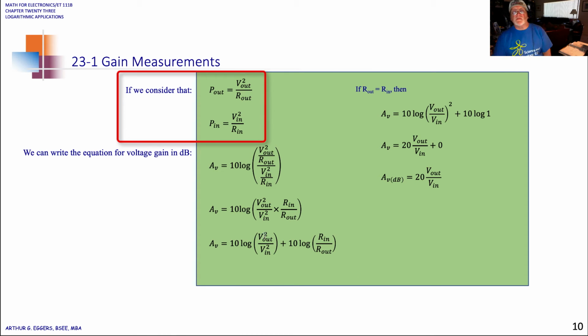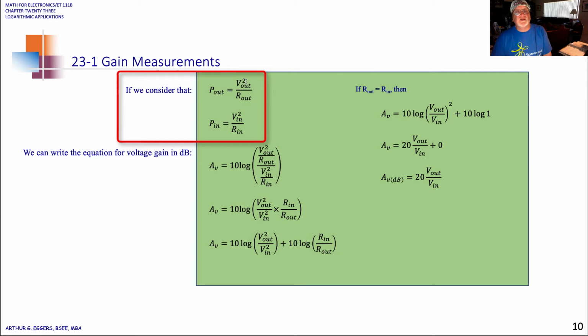So we can do some manipulations. What if we're not given power, or we're not interested in the power, but what we're really interested in is the voltage relationships? Well, we can go back to what we learned initially about power being V squared over R and use that same relationship as a ratio.